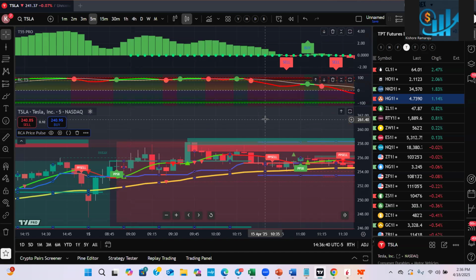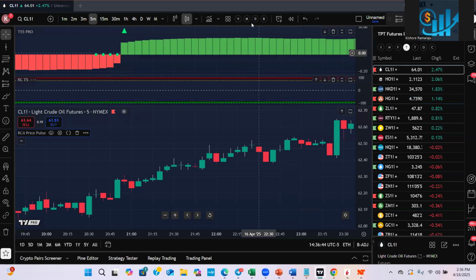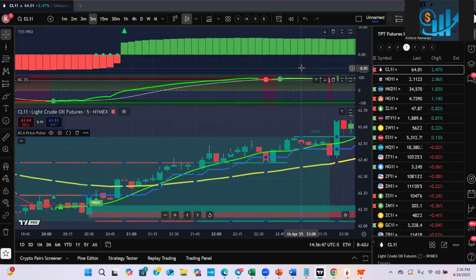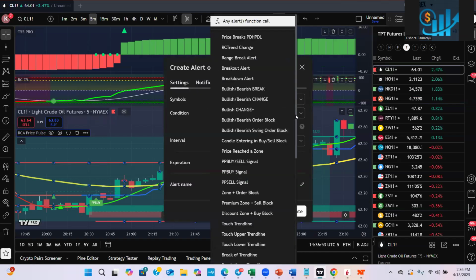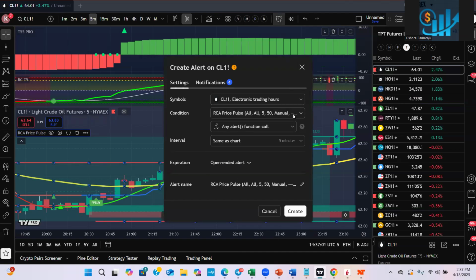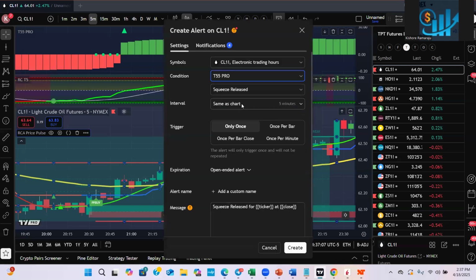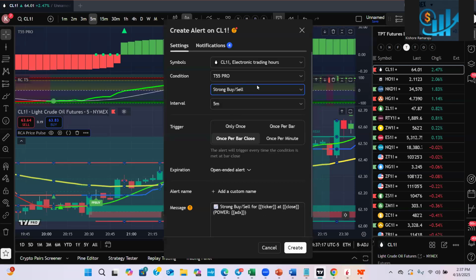So for this strategy, what you need to do is we'll add one more, right? For the first strategy, we go and create an alert on the price pulse strong buy, strong sell. Right here you have PP strong buy, PP price pulse strong sell, price pulse strong buy. Whereas for this strategy, you go and select T55 Pro, use 5 minutes, and then you have to do strong buy, strong sell.